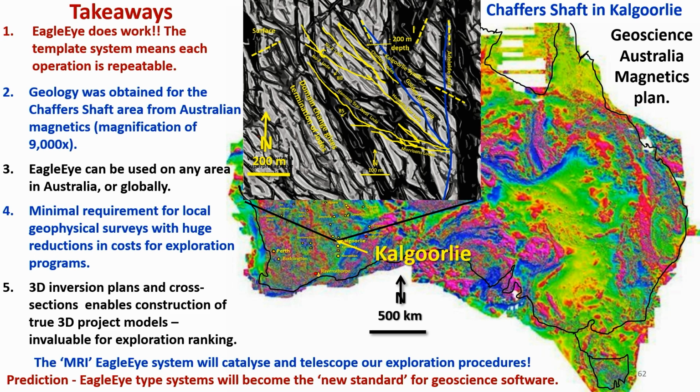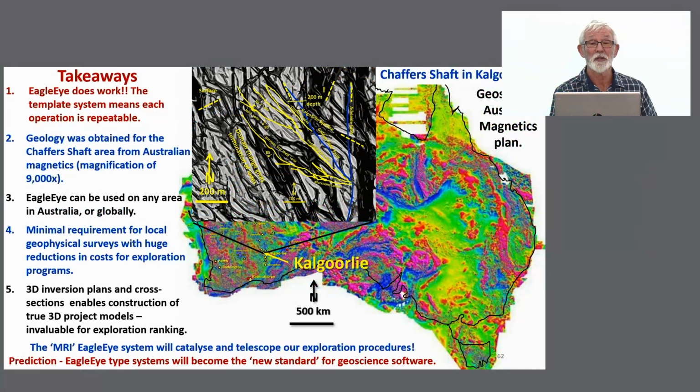So takeaways, EagleEye does work. Geology was obtained for the Chaffers Shaft area. EagleEye can be used on any area in Australia or globally. There is now a minimal requirement for local geophysical surveys when you actually can't get any better than that anyway, so what's the point with a lot of it? I remind you, you can use this on anything, gravity, seismic, anything.